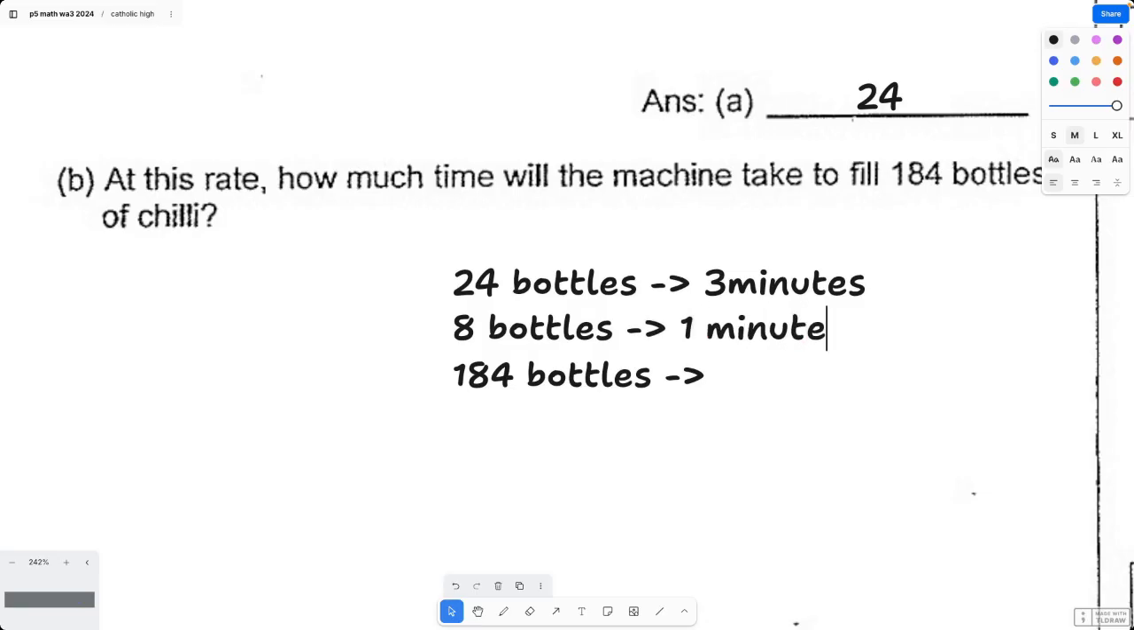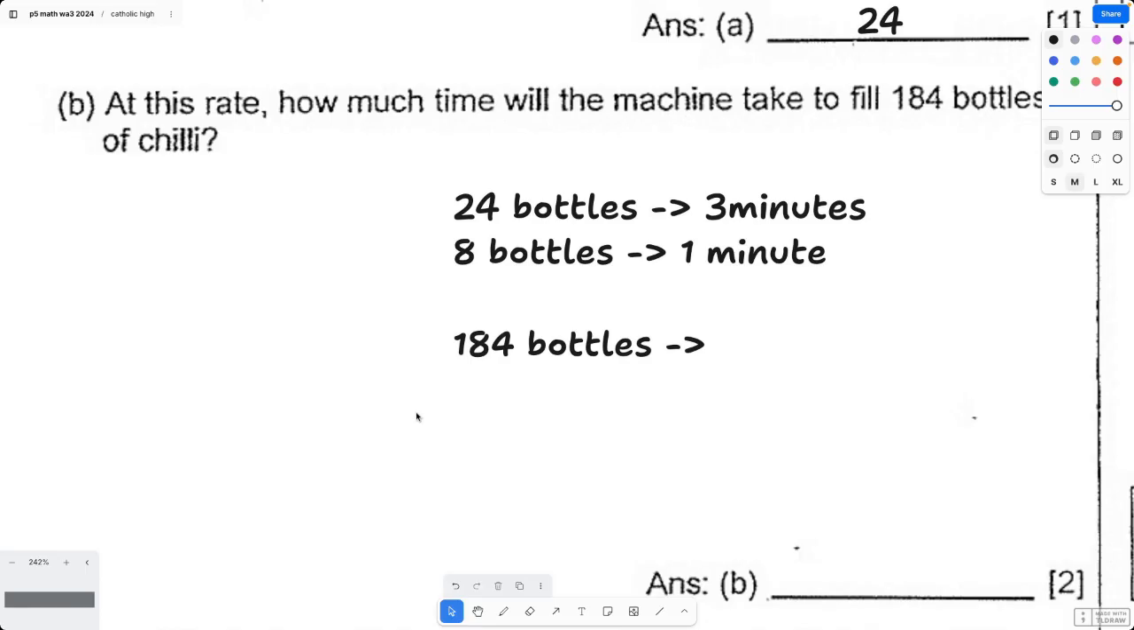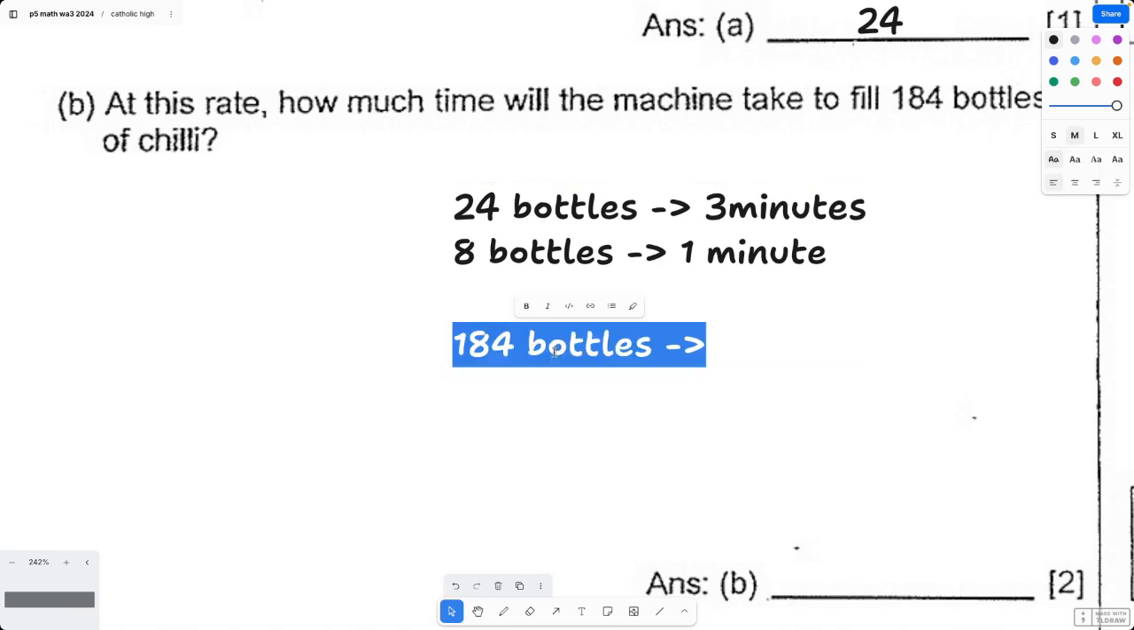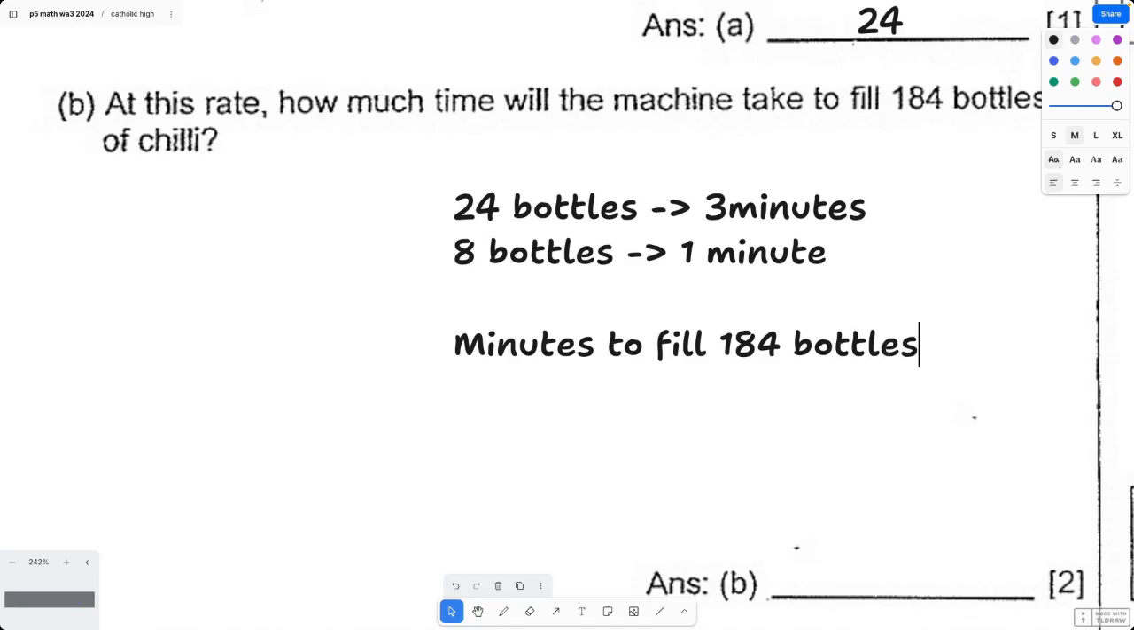So then how much do we multiply to get 184? So in this case, we need to do a division. So we need to have 184 divided by 8. Okay. So I will say minutes to fill 184 bottles is equal to 184 divided by 8. Okay, let's do the division.